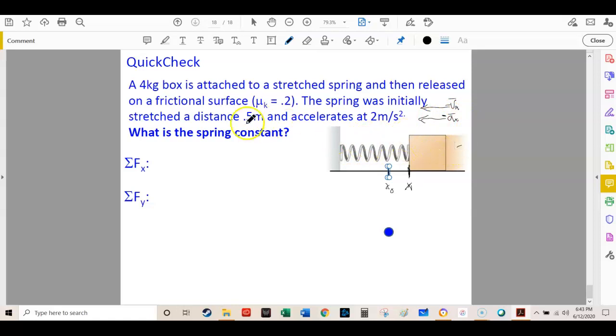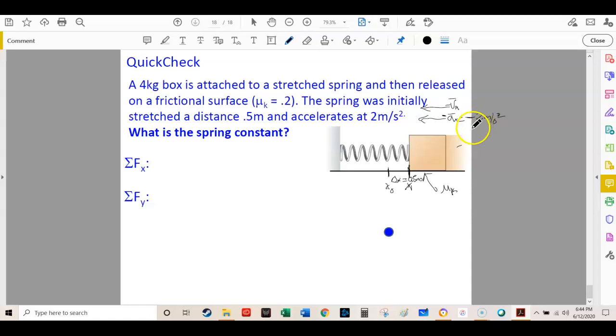So it's a 4 kilogram box attached to a spring and then released. It's got friction, so there is friction working on this object. That's a mu sub k, kinetic friction, which means it has a velocity vector. It was initially stretched this distance, so this is delta x, and delta x is equal to 0.5 meters. And it's accelerating to the left at negative 2 meters per second squared.